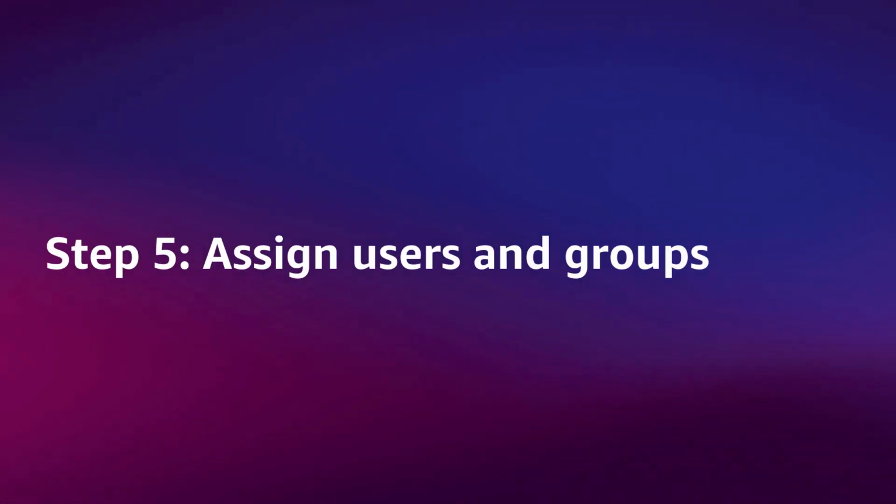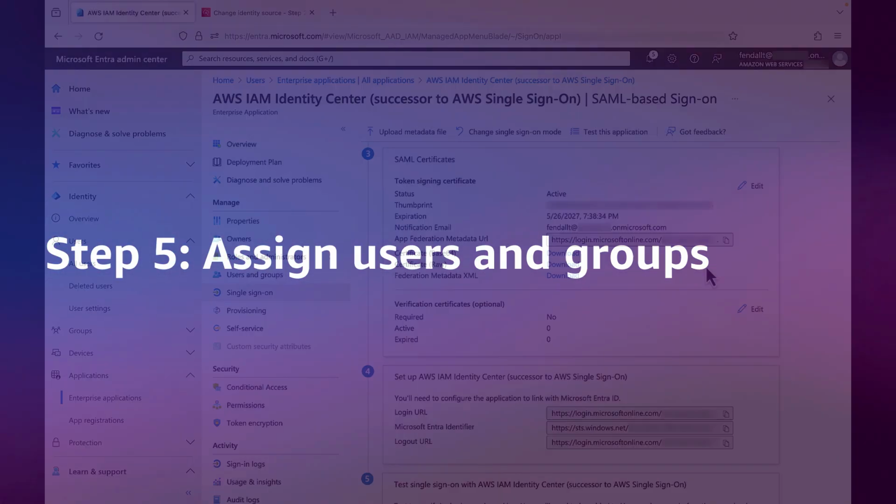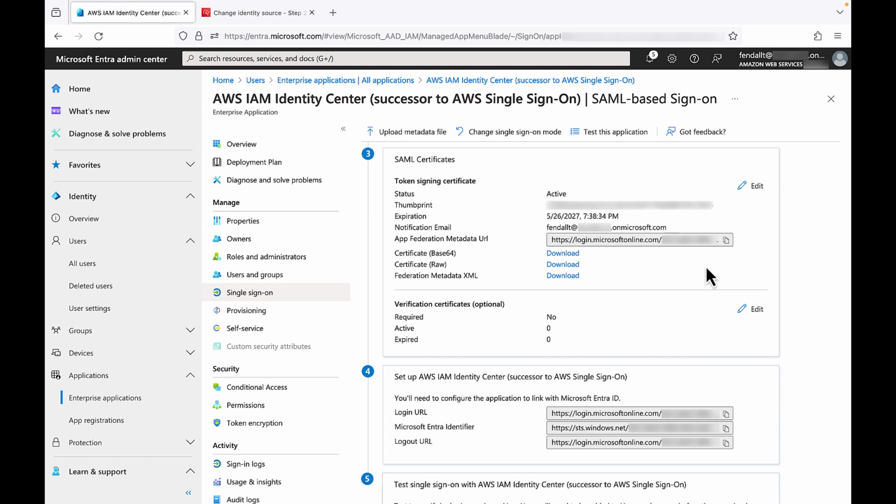Step 5 is where we will finish configuring SAML in Entra ID by assigning users to our application. Here I am back in the Entra ID enterprise application that we created earlier to represent AWS IAM Identity Center. With SAML configured, we then need to assign users and groups to the application. Only users and groups assigned to the enterprise application in Entra ID will be able to log into Identity Center, regardless of whether they have a user in Identity Center's directory.